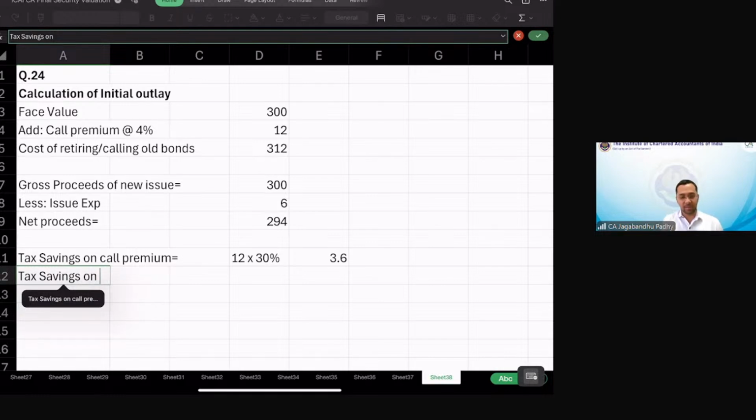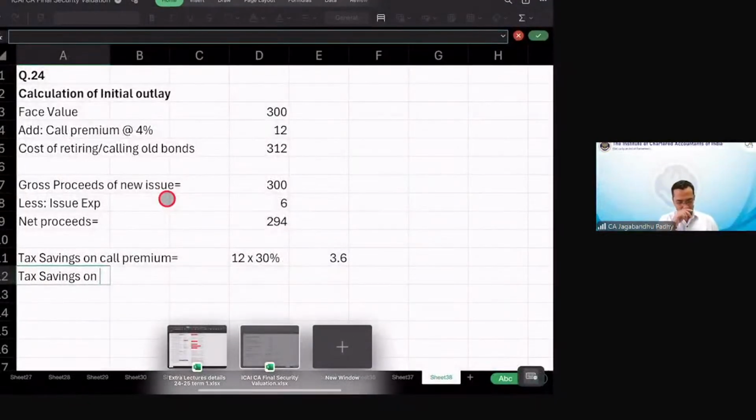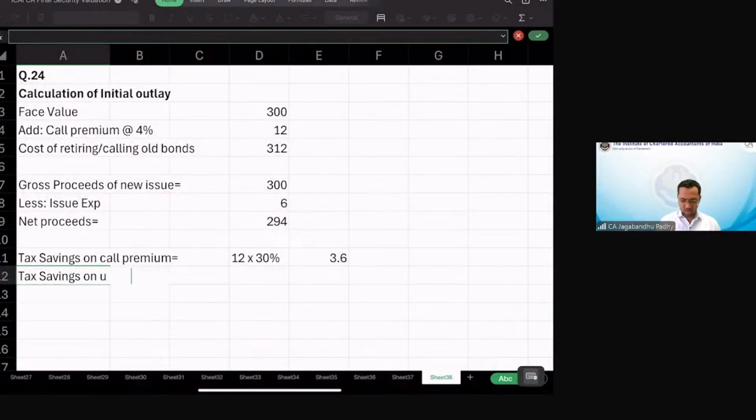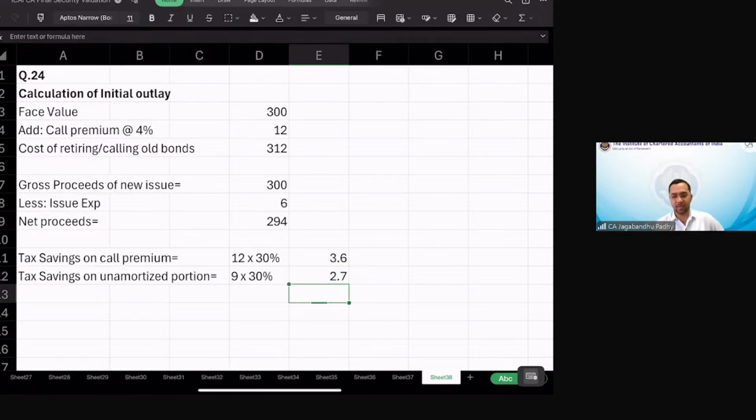And then one more thing, we are going to save tax. We'll be saving the tax on the unamortized portion, which is 9 million. So tax savings on unamortized portion. The unamortized portion was 9, so that multiplied by 30%. So it will be 9 multiplied by 30%. 2.7 is going to be the tax saving, right?